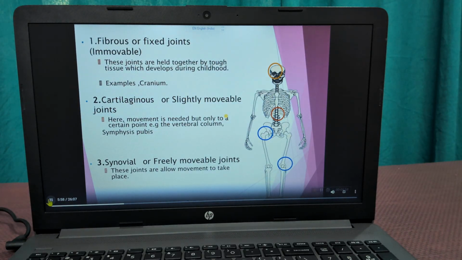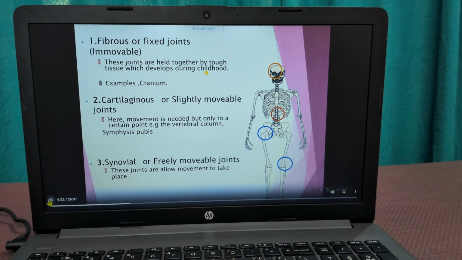So let's see fibrous joints, or fixed joints, or immovable joints. These joints are held together by tough tissues which develop during childhood. These joints carry a hard type of tissue, which is fibrous tissue, and it develops in childhood.